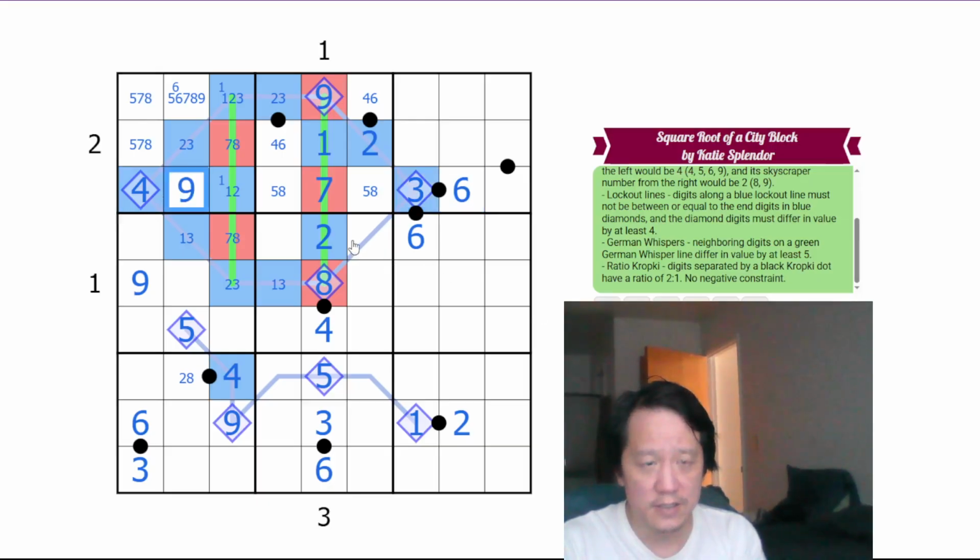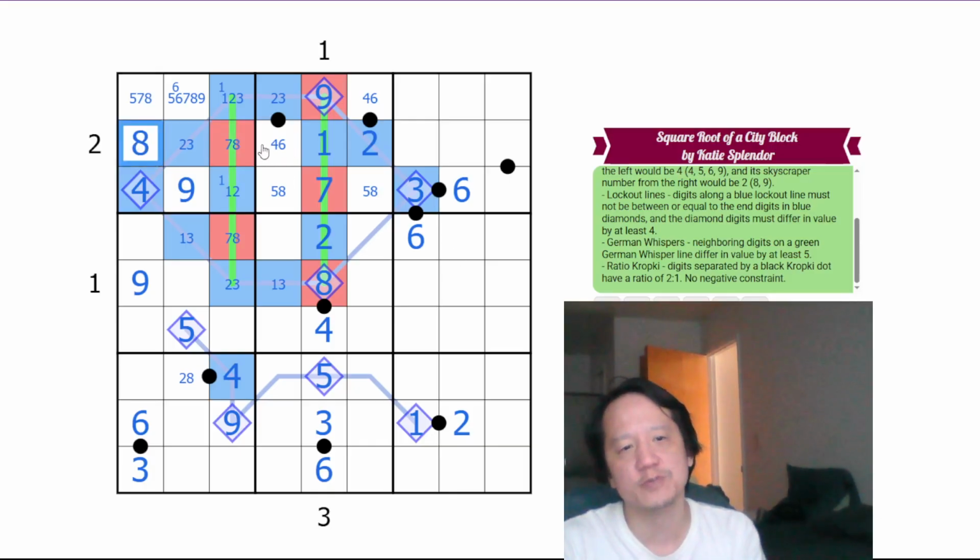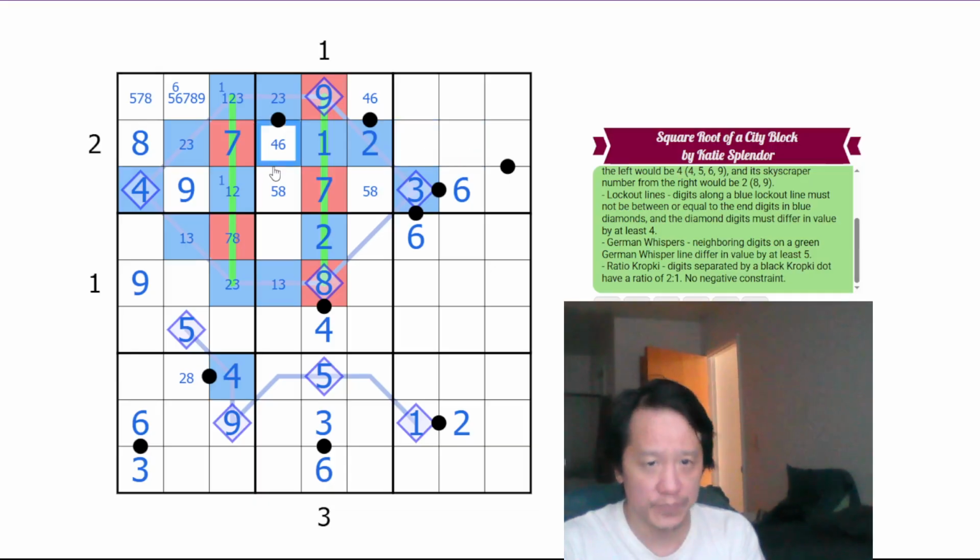So that's 9. Well, 9 cannot be any of these digits here. So it must see a 9 in one of these cells here. That means it sees this cell as a skyscraper. It cannot see that cell. So then therefore this must be 8 and then 7 there. That means it sees 9 in one of these cells here.